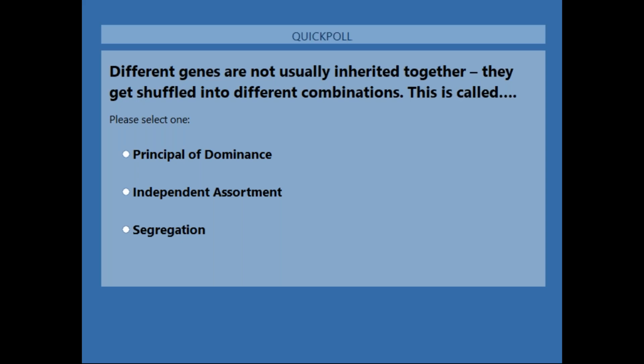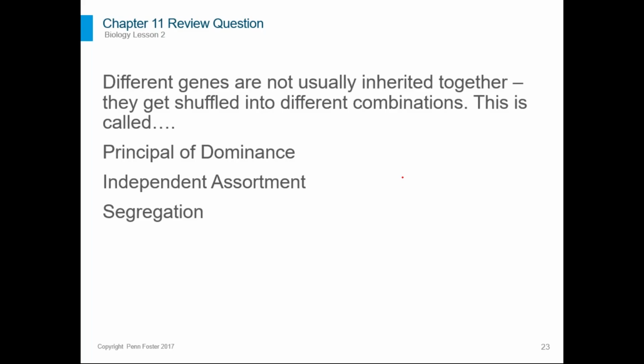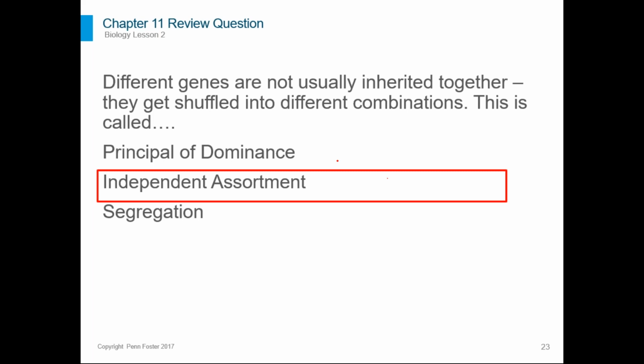Okay, so not everybody voted, but at least I got some of you. Two-thirds of you got the wrong answer and one-third of you got the right answer. So the right answer here is independent assortment. Different genes get shuffled around when they're inherited. They are not inherited together.